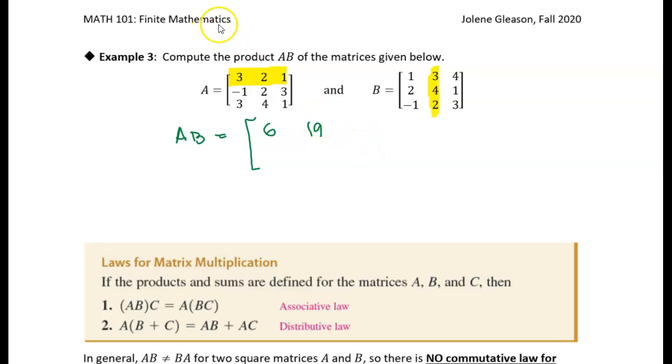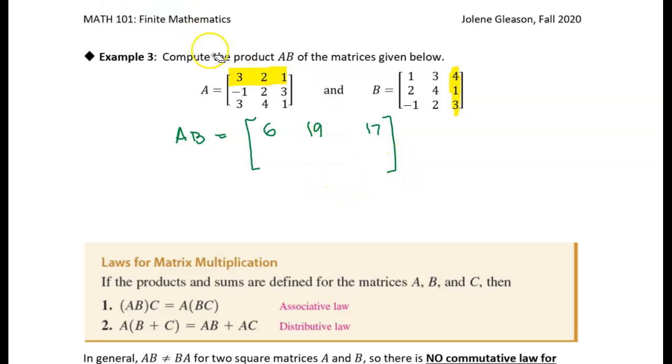All right. Now let's go to the next column. We're going to now take the first row times the third column, which will give us the element in the first row, third column. So we have 3 times 4 is 12, plus 2 is 14, plus 3 is 17. Okay, so this element is 17. Now I've got my first row complete.